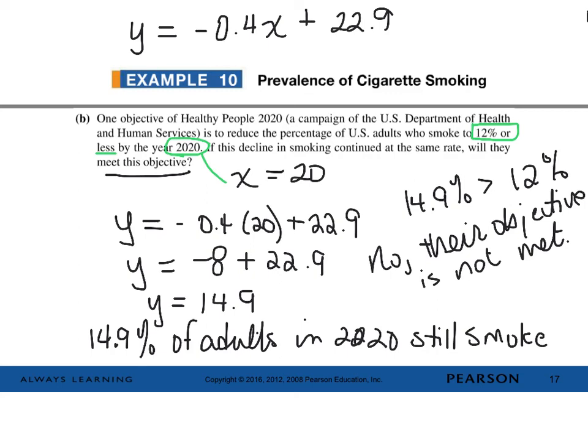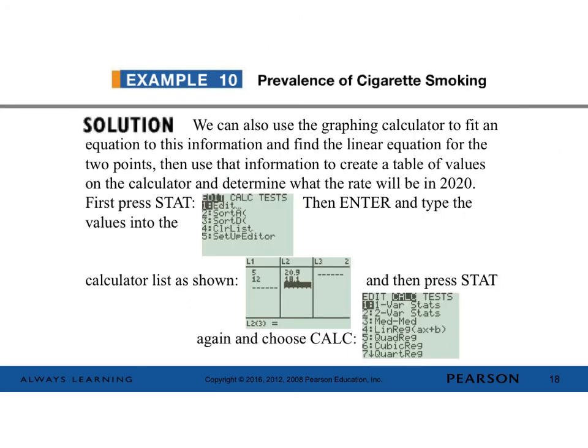Okay? Got a little bit further to go. This would actually work out better if we were in class to do this, but since we're not, you can also use the graphing calculator to fit an equation to the information and find the linear equation for 2 points, and then use that information to create a table of values and determine what the rate will be in 2020.